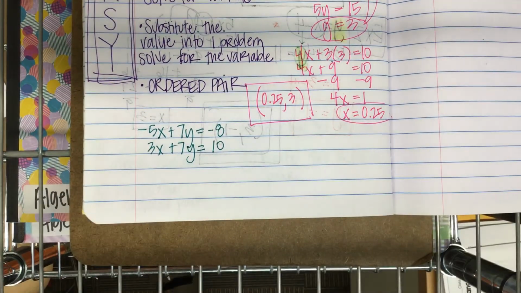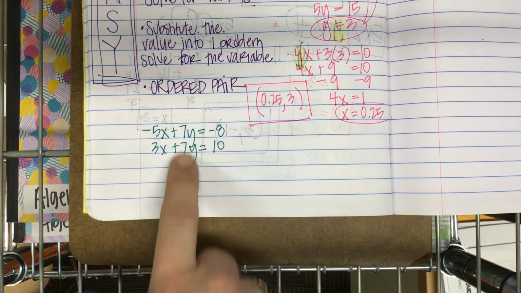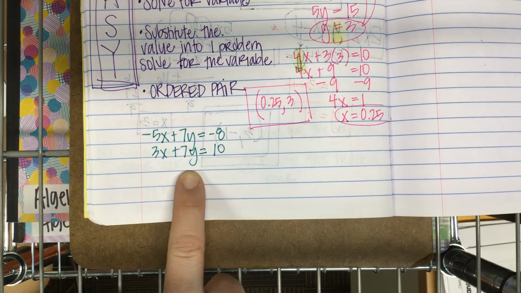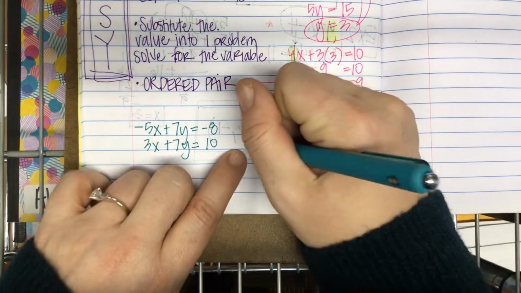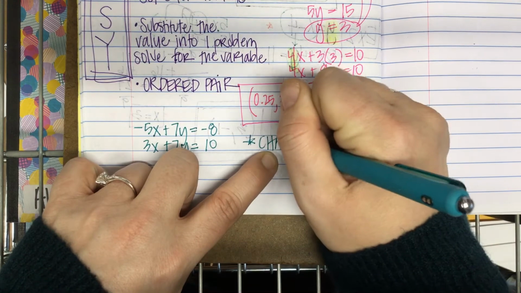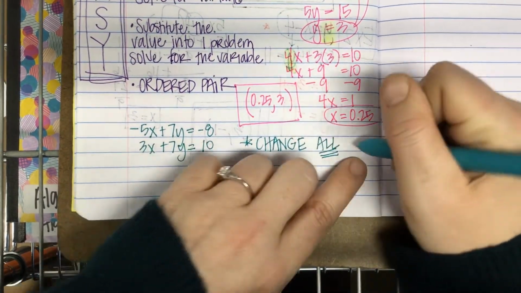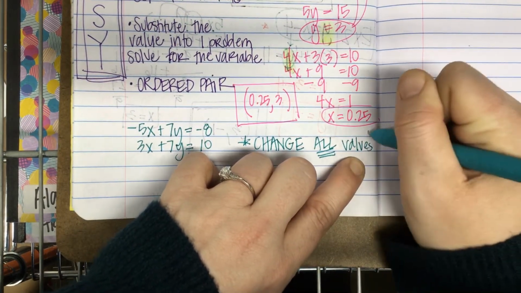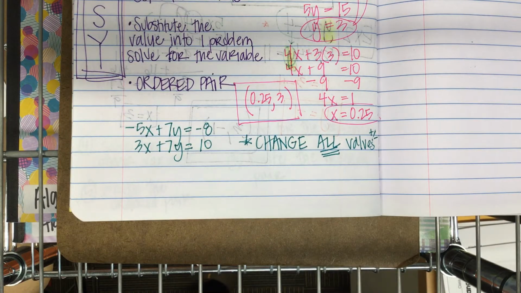And you're like, oh man, that was so close, Mrs. Long. Oh, if only. If only what? If only one of these was a negative, right? Like, oh man. If only one of them was a negative. But guess what? You can make it. You can change all values to positive or negative. All of them in a problem. It's like multiplying by -1.